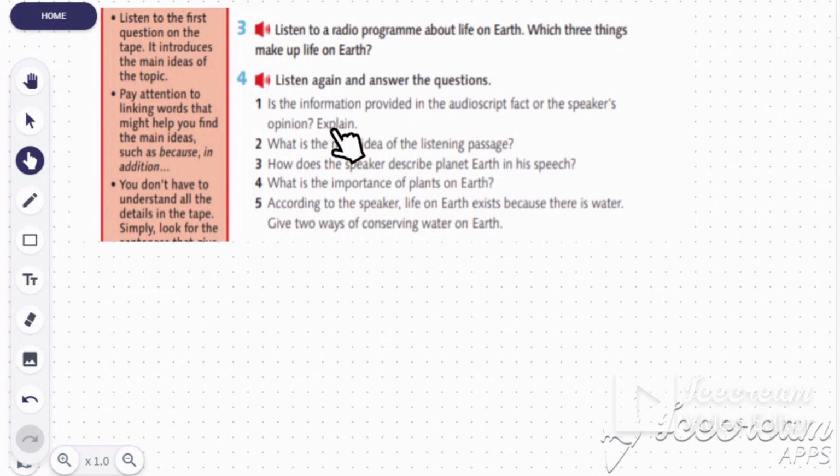What is the main idea of the listening passage? There is a particular idea about this passage, and we want to know what this idea is. How does the speaker describe planet Earth in his speech? What is the importance of plants on Earth? According to the speaker, life on Earth exists because there's water. Give two ways of conserving water on Earth. We need to take two ways to preserve water. Okay. Now we will listen first to answer question number 3. Then we will answer question number 4. Okay. Listen carefully.